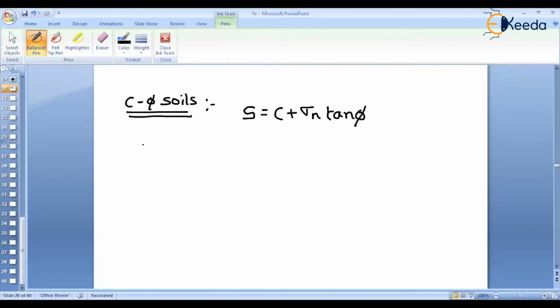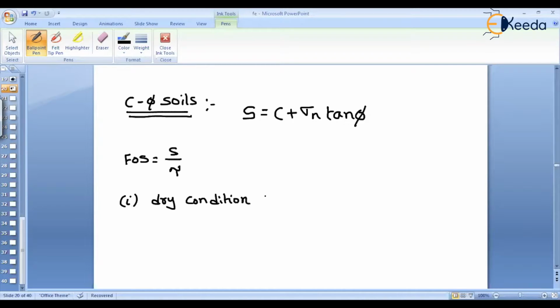Now, we'll see what the factor of safety is. That will be written as shear strength divided by shear stress. So how many cases have we seen? For dry soil we have seen, for submerged soil we have seen, and also for slopes subjected to seepage flow. Let us talk about the soil in dry condition.